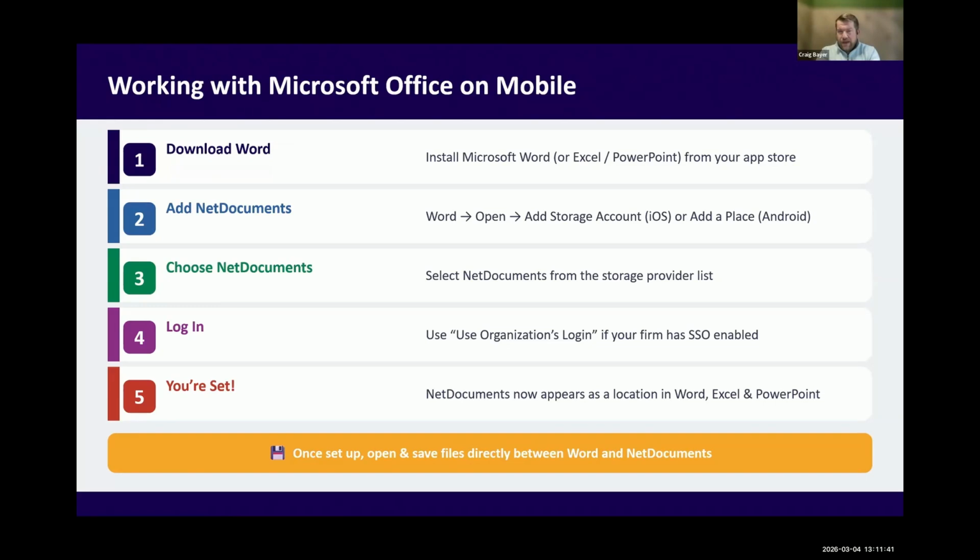You will go into Word, Excel, PowerPoint. When you click on Open, there's an option to add storage account in iOS, add place in Android, and that will allow you to select from a list and choose NetDocs, which means in Word, you can go to Open, browse the NetDocs, select a Word document, open it up, make changes, and save it back into the system. Same thing with Excel and PowerPoint.